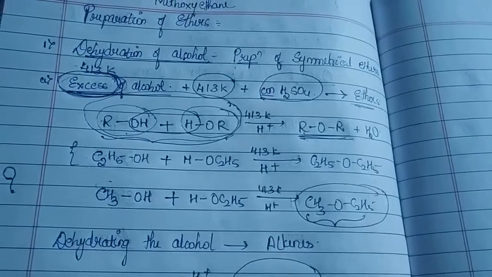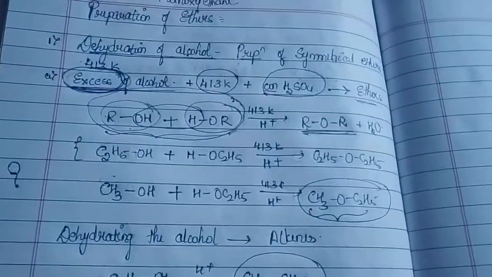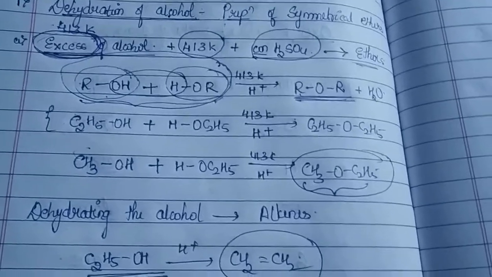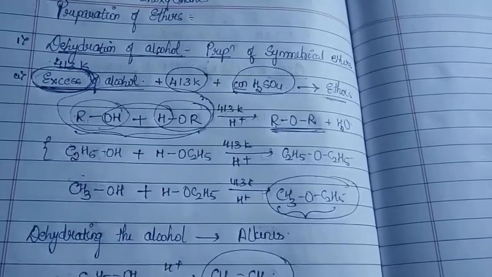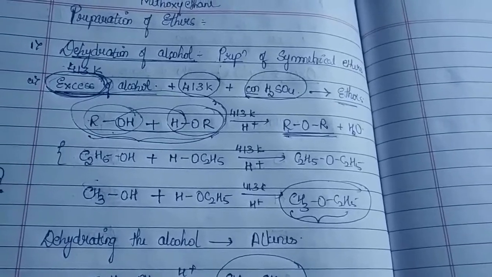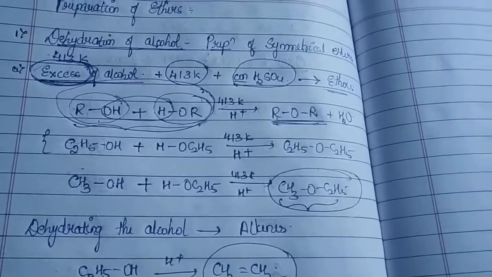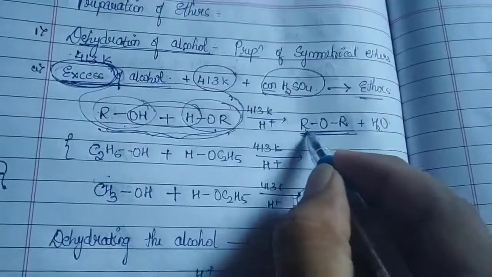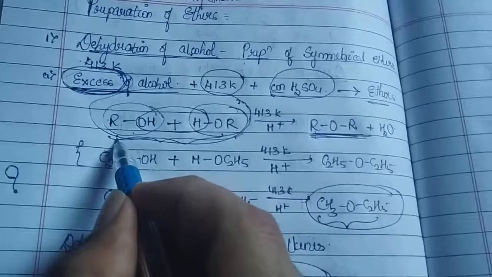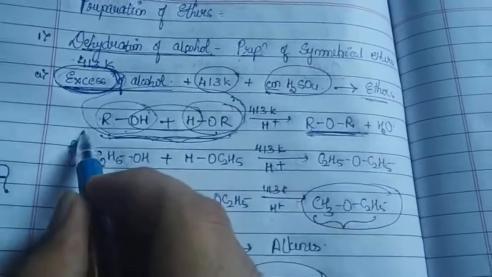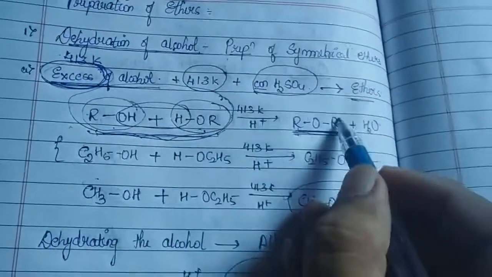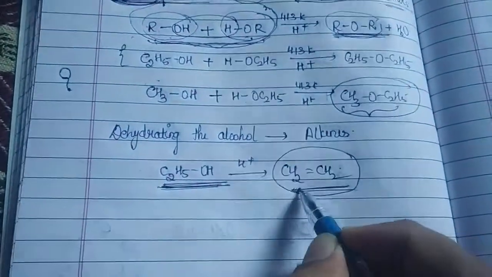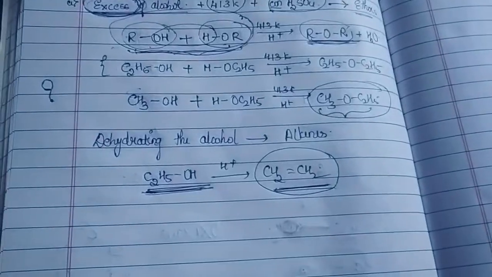So why I am saying this is the way of asking your question in competitive exams. Of course, in the board exam, they will give you directly: how do you prepare ethers through dehydration of alcohol? But now the skill of asking questions has also changed. They can give you 2 moles and ask you to identify the product. You should see how many moles are present. If 2 moles are undergoing dehydration, it has to form ether. If 1 mole is undergoing dehydration, it has to form alkenes. Are you getting my point?